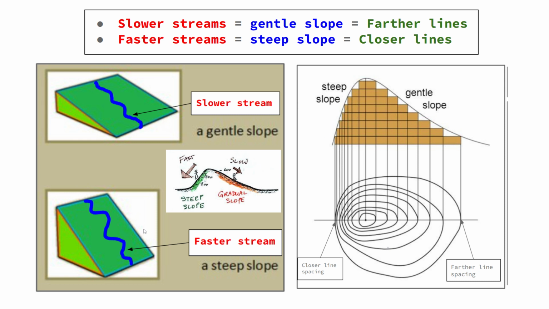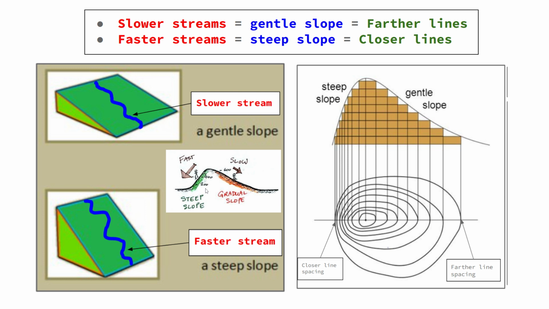So, in steep slope areas, kind of like here, a stream would flow much faster because of gravity compared to an area with a gentler slope. A gentle slope area would have a slower stream. And remember, once again, steeper slopes are represented by closer isolines, gentler slopes are represented by farther isolines.